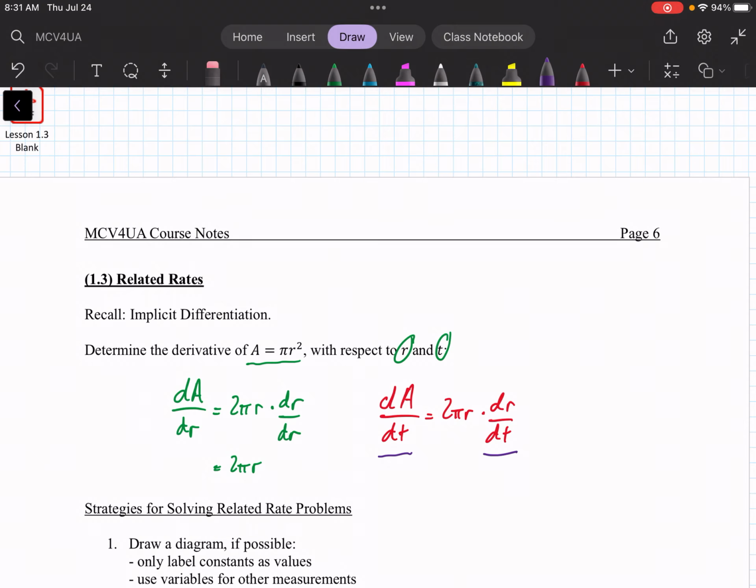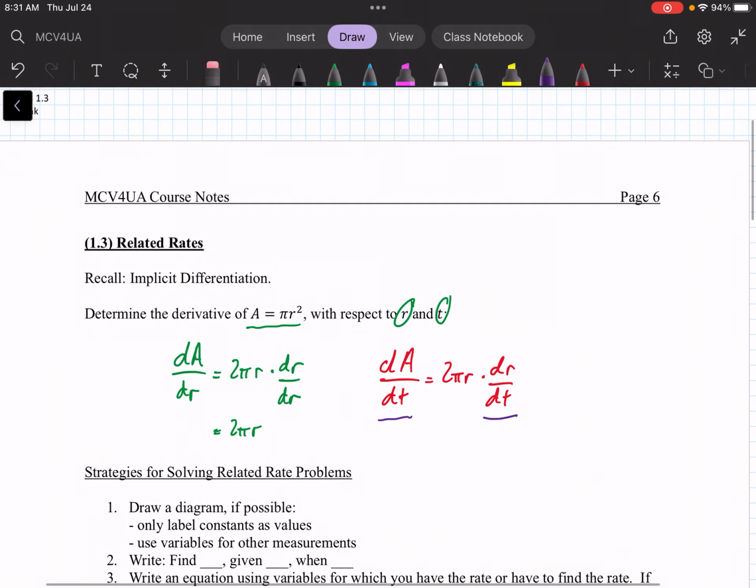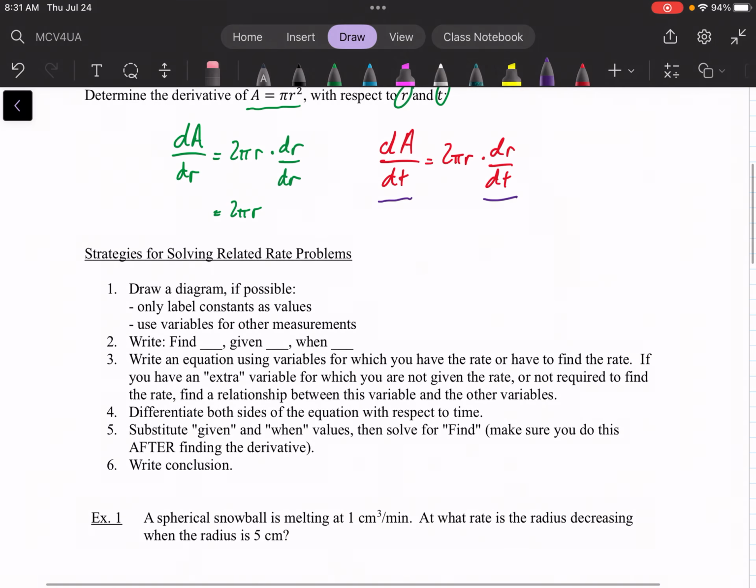So we're going to be looking at problems that involve drawing a diagram, labeling only constants as values, and using variables for other measurements. Usually what you want to do is find something, given something, when something occurs. So you might be finding a volume, let's say, when a height is given at a certain time.